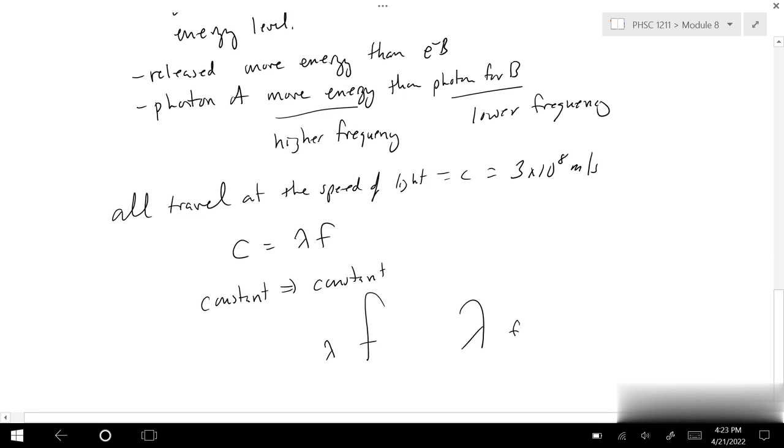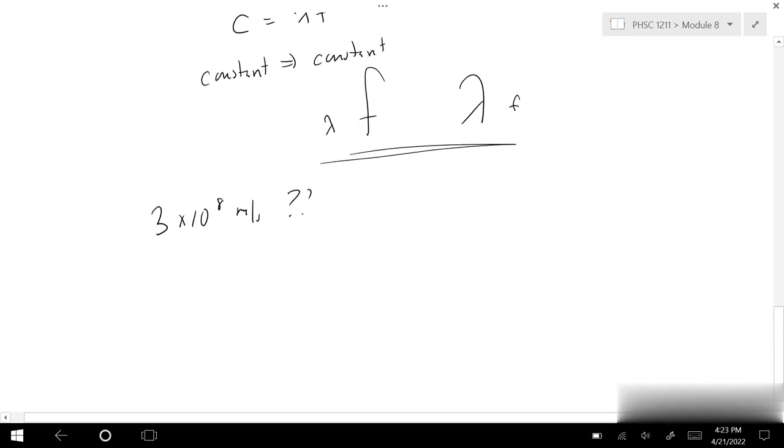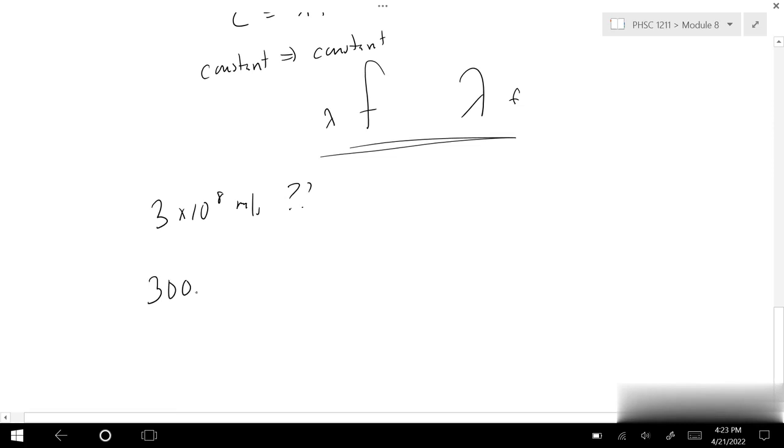In the next video, we're going to start looking at how radio waves and X-rays compare using this concept. But before we jump to the next video, I want to talk about the speed of light. What is 3 times 10 to the 8 meters per second? Like, really, how fast is it? Does that make sense?